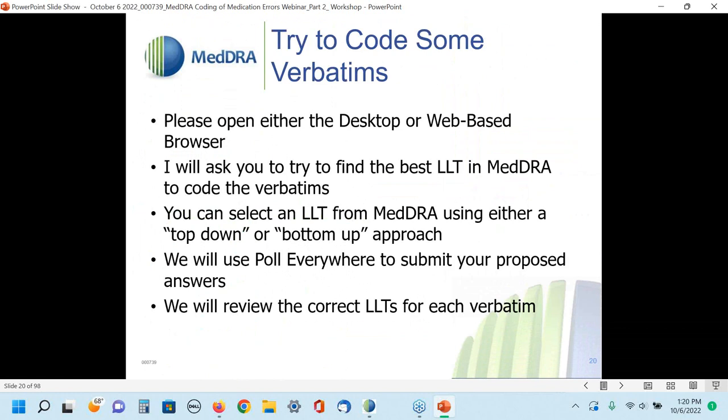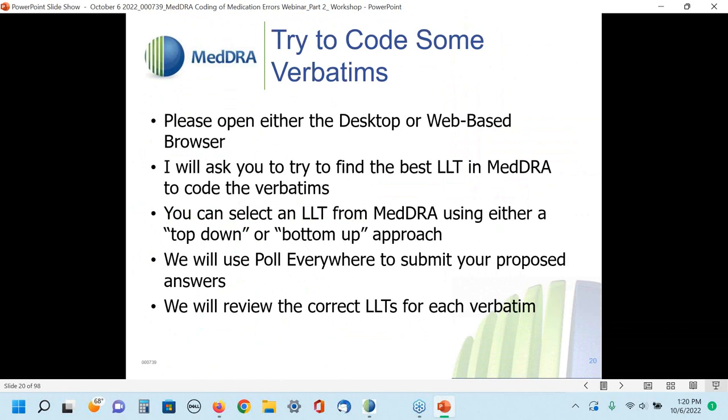We have 9 questions. We have a little over an hour left to be able to go through these. So I'm going to be patient and understand that many of you, just like me, are challenged when it comes to typing. Also understand that we may be looking in multiple SOCs for some of these LLTs for these particular questions as well.